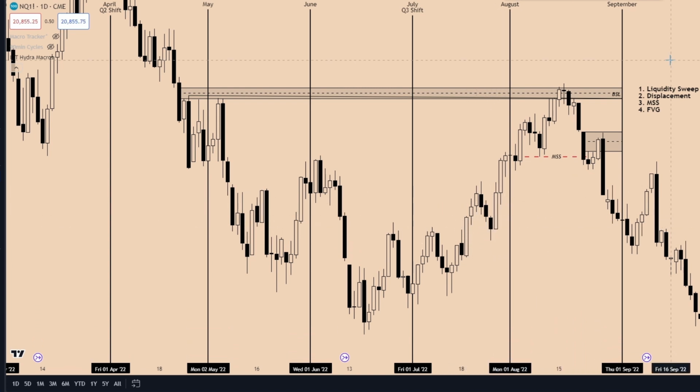Now, the highest probability market maker models with a 2022 model entry is going to have this same pattern that you see here. High, low, higher high, market structure shift, right? Displacing below this low right here. This is going to form your ICT bearish breaker.